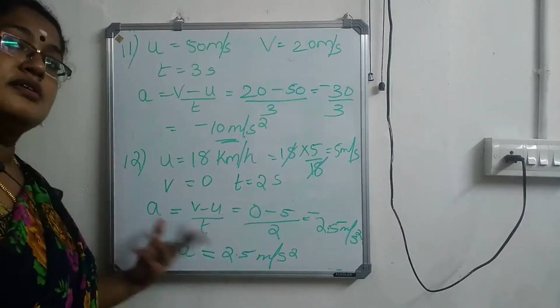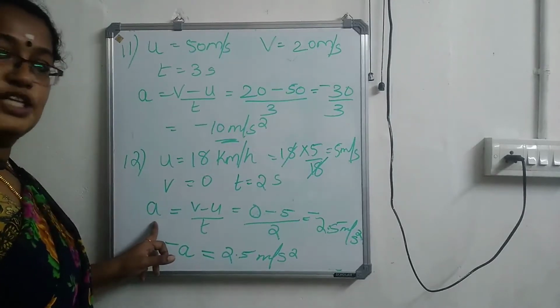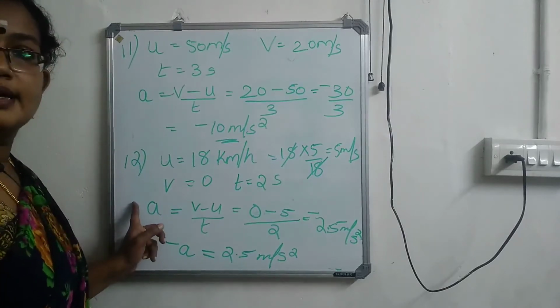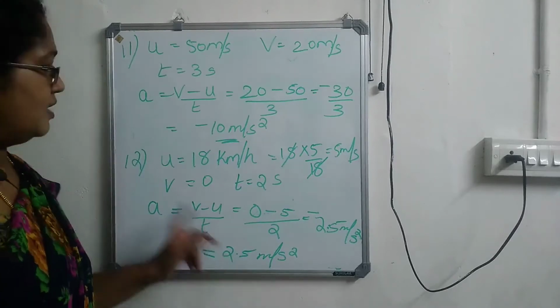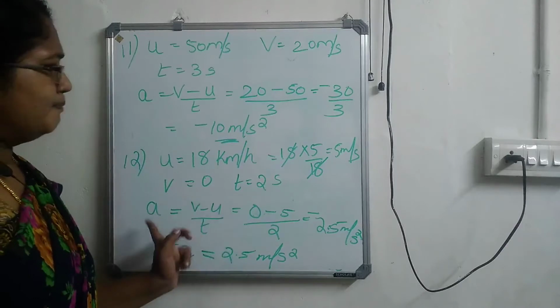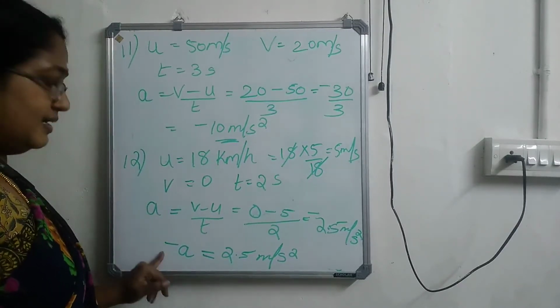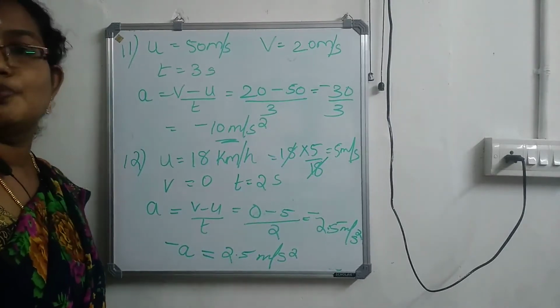Here in the question it is asked to calculate the retardation. If A is acceleration, minus A is retardation. So if I am taking minus A here instead of minus it will become plus. How am I taking minus A here? Multiply both the sides with minus. A into minus 1 is minus A. Then minus 1 into minus 2.5 is 2.5.